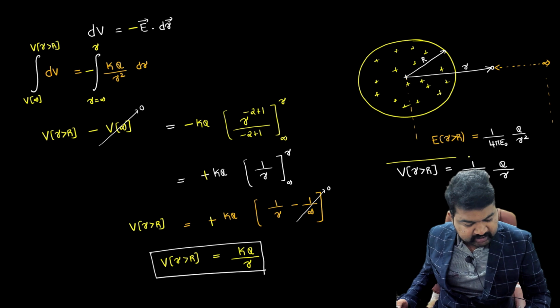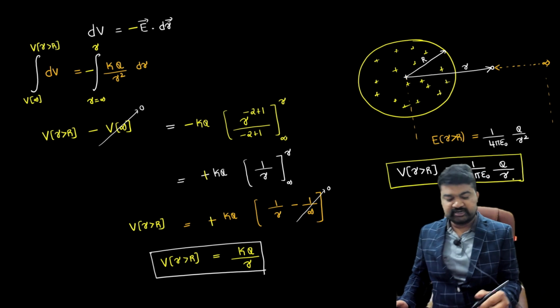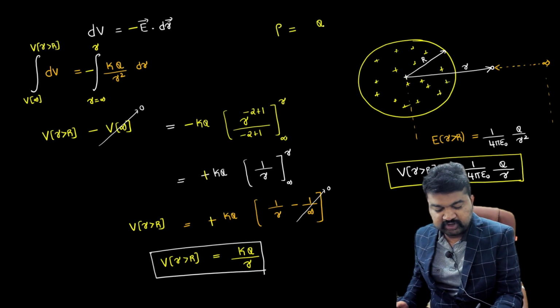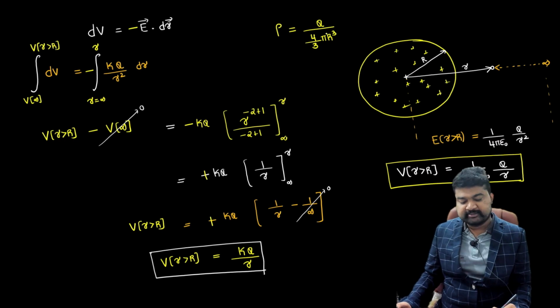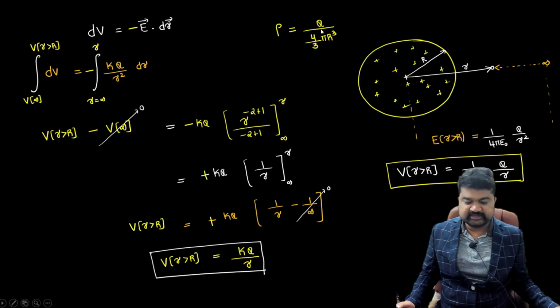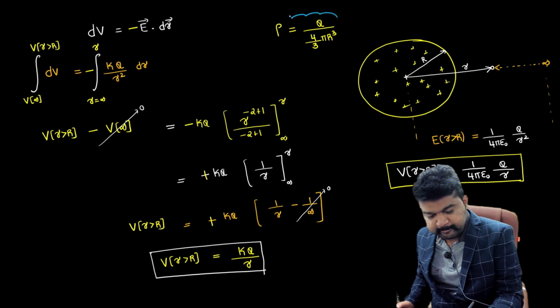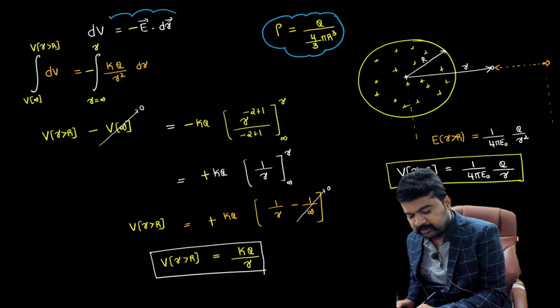If you want to write in terms of volume charge density, what will you do? Here rho is the volume charge density, Q by 4 by 3 pi times R cube. Q equal to rho times 4/3 pi R cube, if we write that, what do you get? Okay, so where shall we write this? First write up to here. Understood up to here? So first we have to take this equation.